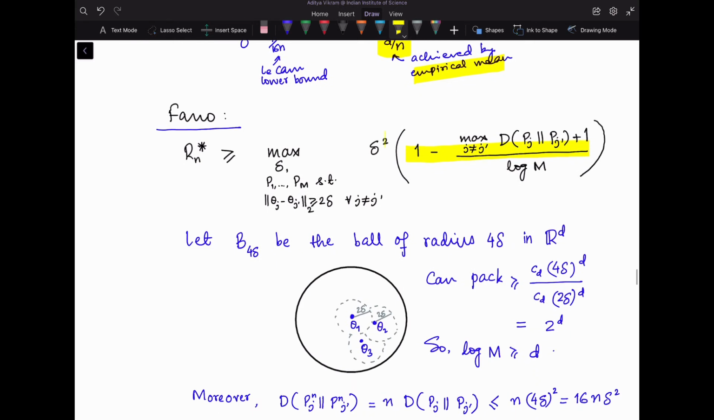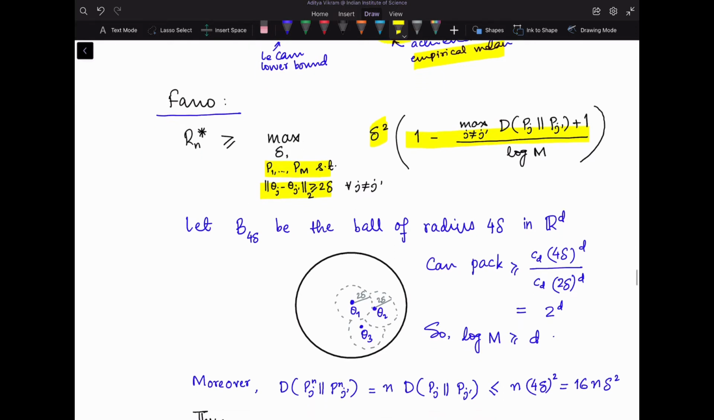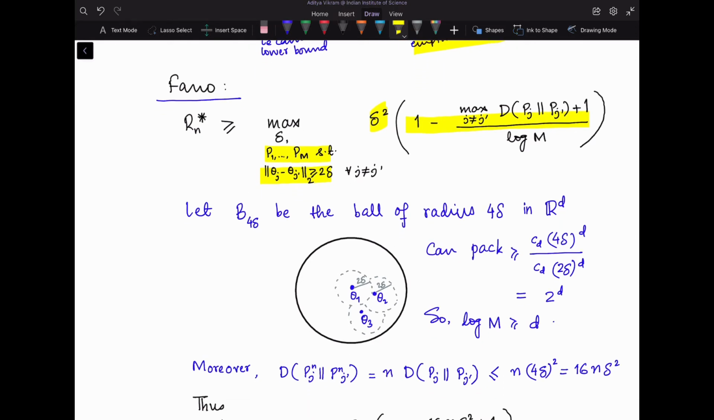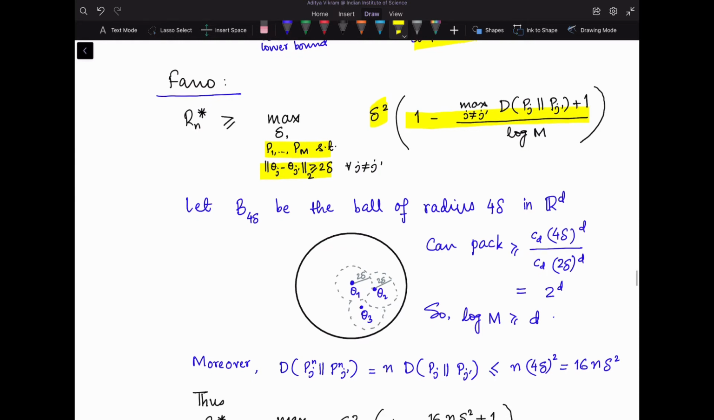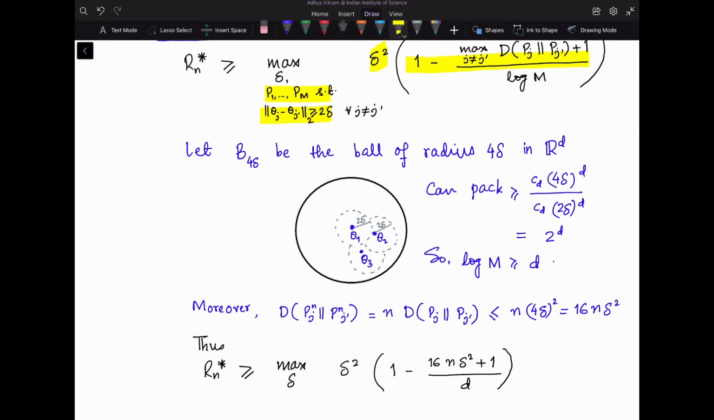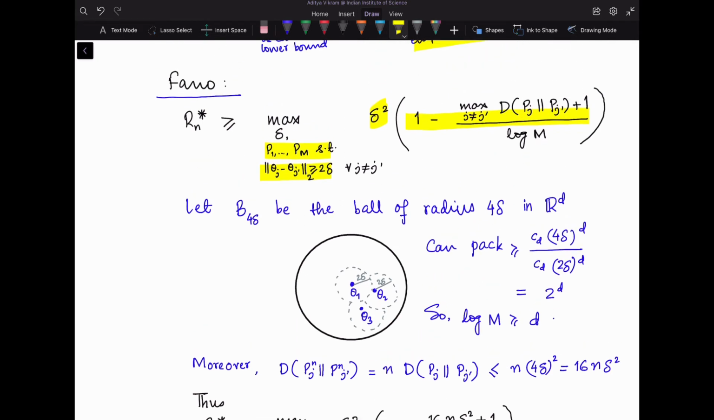Right, again we have this delta square, and it holds for all P1 to Pm such that the L2 distance between theta j and theta j hat is at least 2 delta. So this derivation was done in Professor Tyagi's lecture number 40, so I'll just give an outline of how this construction was done. By construction I mean how these P1 to Pm were chosen, right?